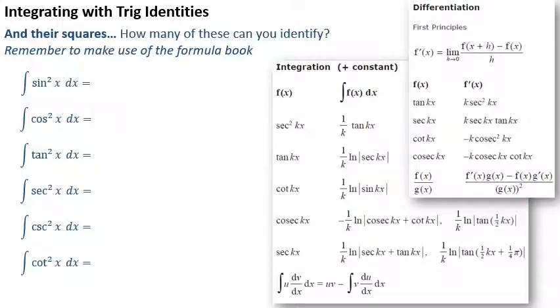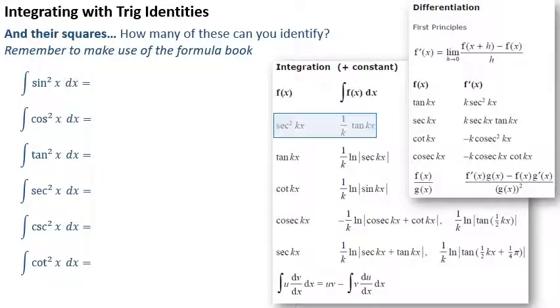Next, let's look at the squares of all of the trig functions. As you'll see, a lot of these also in some form or another appear in the formula book. You need to look at both page 6 and 7 in the formula book because there are some results that appear on the integration table, but others that don't appear in the integration table and yet do appear on the right hand side of the differentiation table. See how many of these functions you can integrate.